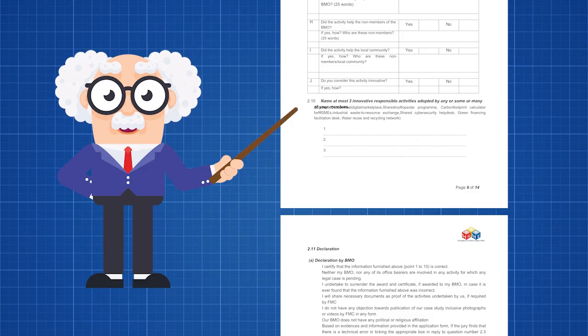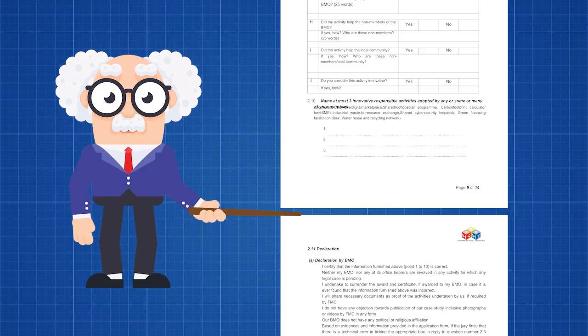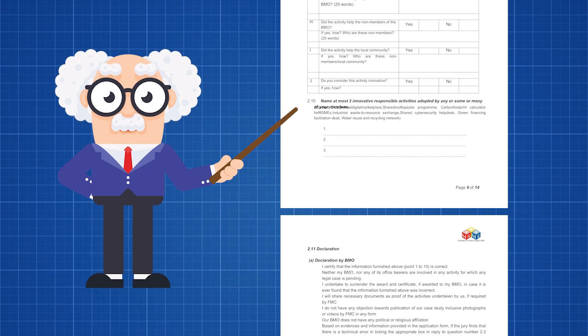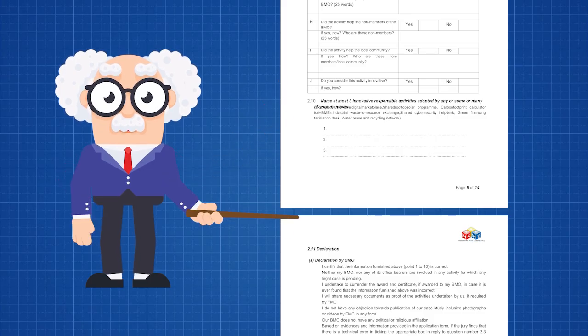Point 2.10. Innovative activities by members. Here, name up to 3 innovative responsible activities that have been adopted by any, some, or many of your individual members, not by the BMO itself, but by the member businesses. Examples given in the form include a cluster-level digital marketplace, a shared rooftop solar program, a carbon footprint calculator for MSMEs, an industrial waste-to-resource exchange, a shared cybersecurity help desk, a green financing facilitation desk, or a water reuse and recycling network.